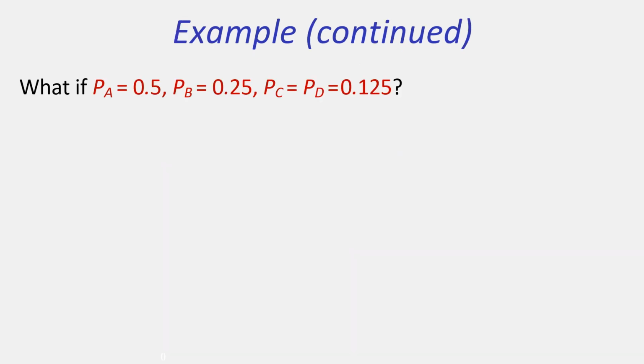What if we have a different setup? What if we know that the probability of seeing an A isn't a quarter, it's a half? The probability of seeing a B is a quarter, and the probability of seeing a C or a D is 1 over 8. So we're no longer dealing with a distribution where each symbol is equally likely. We're dealing with a distribution which is skewed towards seeing the letters A and B.